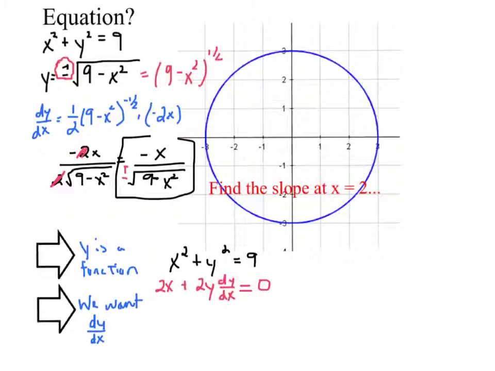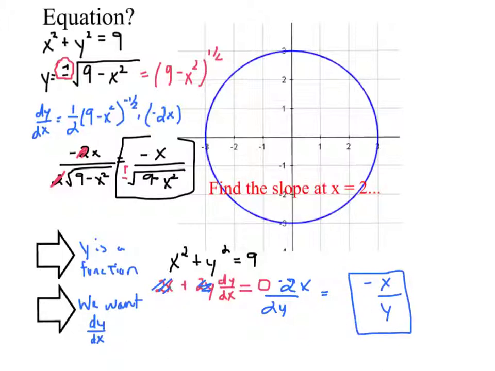So remember, we want dy dx, so the first thing we do is subtract 2x from both sides. Then we divide by 2y. So we end up with negative 2x over 2y, which reduces to negative x over y. And this is our derivative.